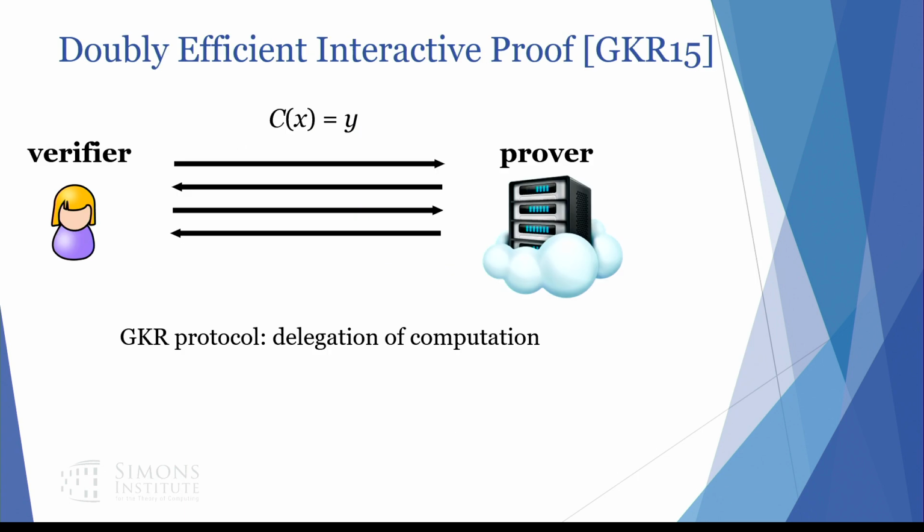And as I said, for interactive proofs, I'm particularly referring to the doubly efficient interactive proof proposed by Goldwasser, Kalai, and Rothblum in 2008. And we usually refer to it as the GKR protocol.